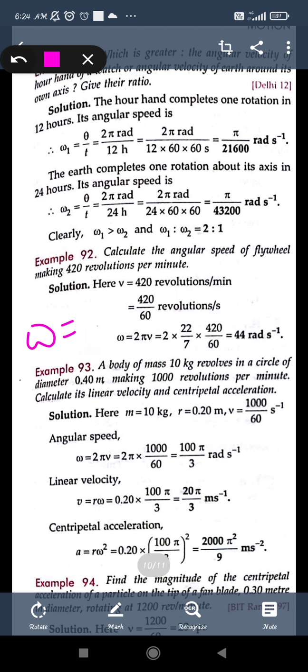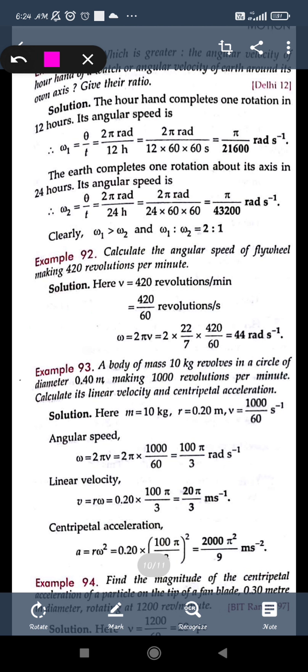A body of mass 10 kg revolves in a circle of diameter 0.40 meter. The diameter of the circle is 0.40 meter, so the radius will be 0.20 meter. It is making 1000 revolutions per minute, so revolutions per second will be 1000 upon 60. We have to calculate its linear velocity as well as centripetal acceleration.